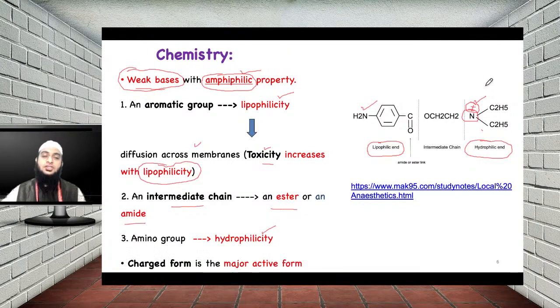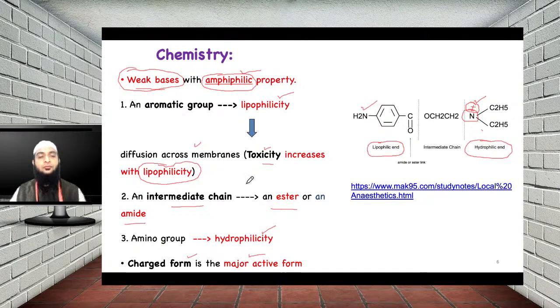If the charged form of a local anesthetic is there, then such a charged form is the major active form, meaning it shows more activity as compared to the uncharged form of local anesthetics. So these are the different aspects of the chemistry of the local anesthetic. If you can play around with this chemistry, then you will be able to design an ideal local anesthetic.